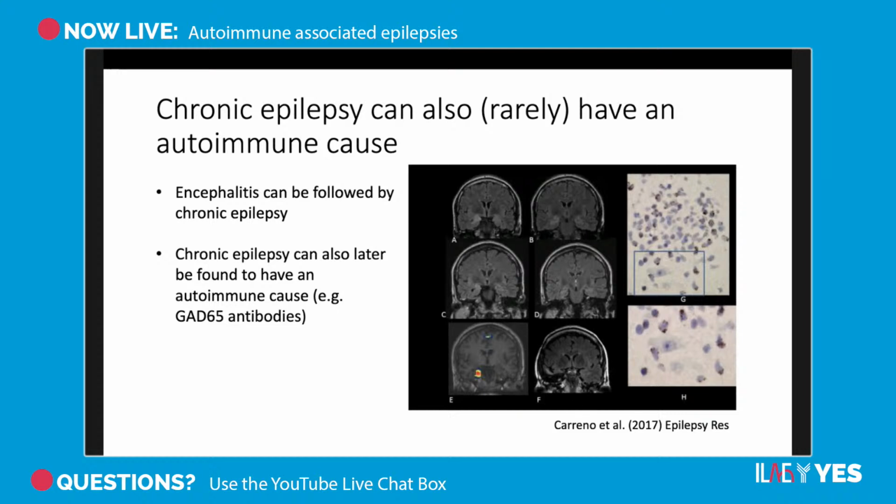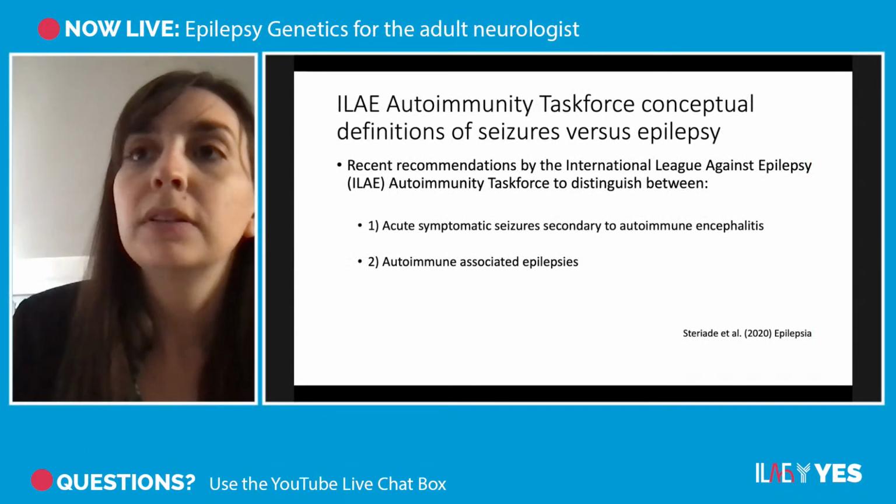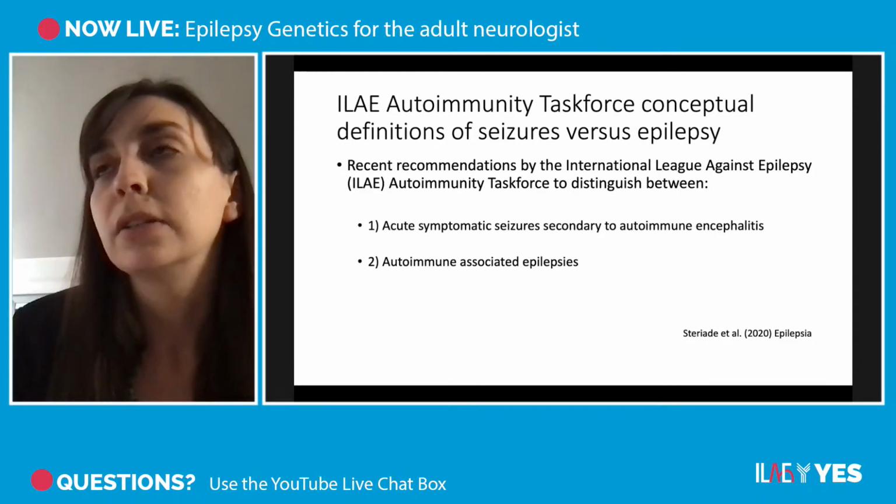So they're showing up in your clinic. You asked them many, many years ago, were you ever hospitalized when the seizures first started, et cetera, and none of this ever happened. But when you do a workup, you end up finding that they have a high titer GAD65 antibody, for example.